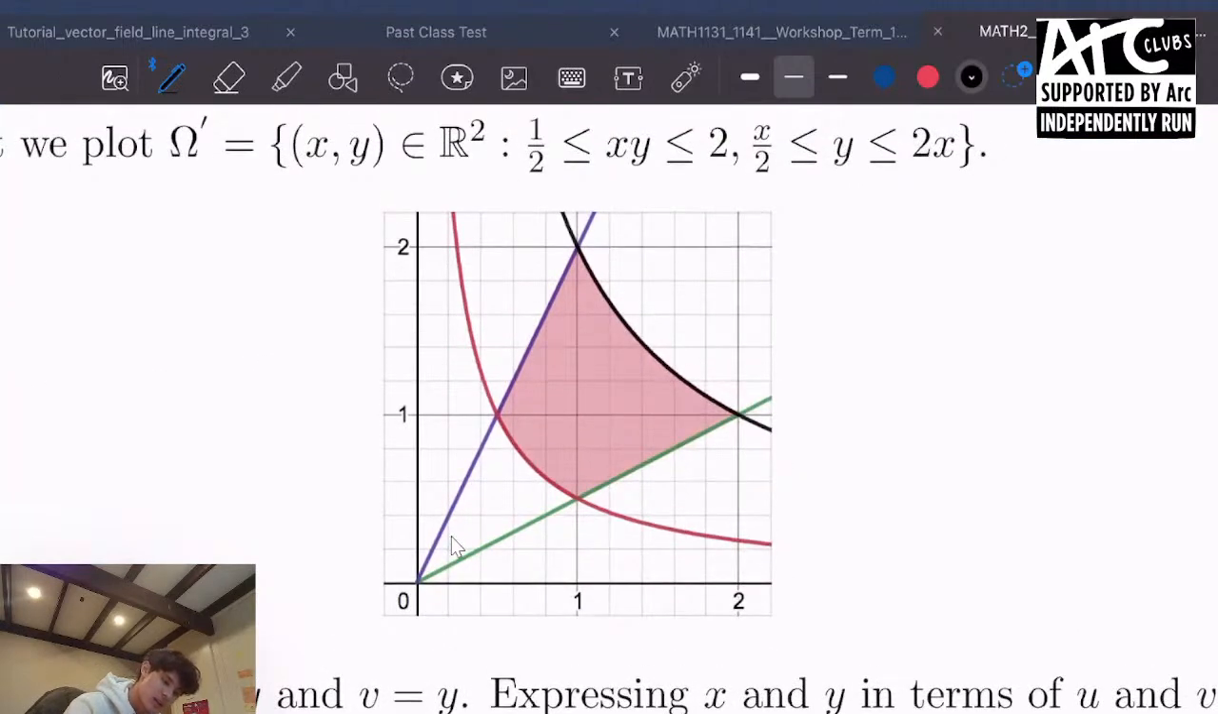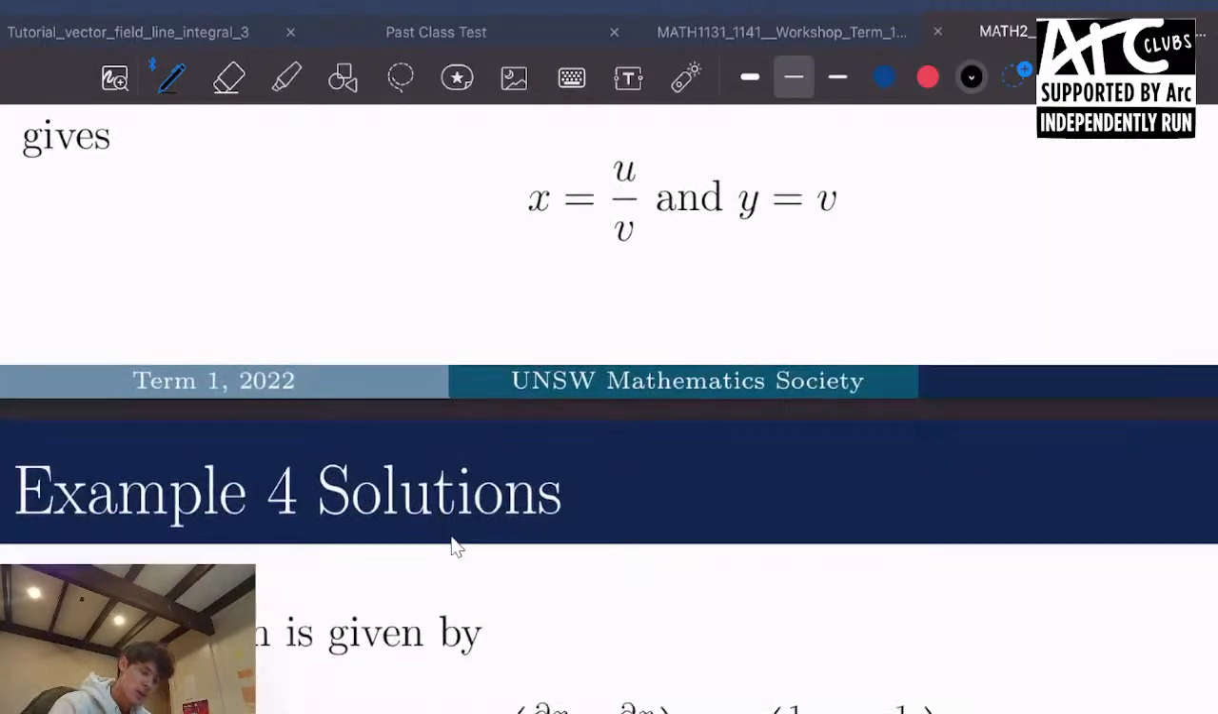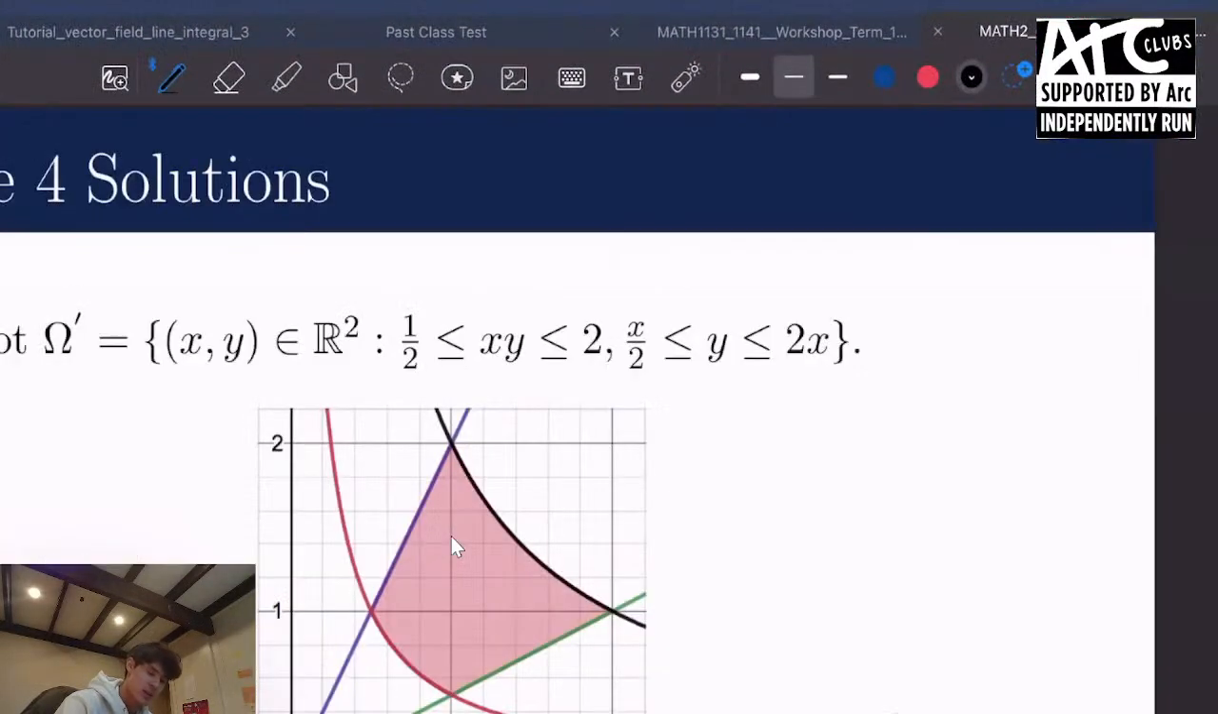So now, if that's the case, then you can see that we have u equals xy, v equals y. Well, we also know that means u equals xv. So x equals u on v, and then y equals v. So we have these two expressions for x and y in terms of u and v. So now what this means is we're integrating over this instead.